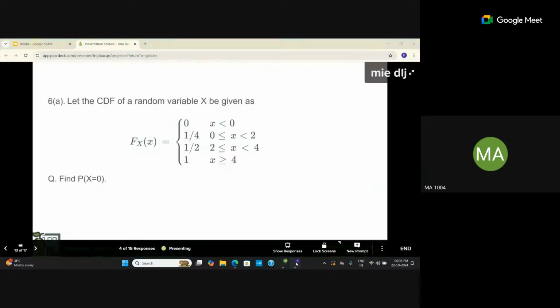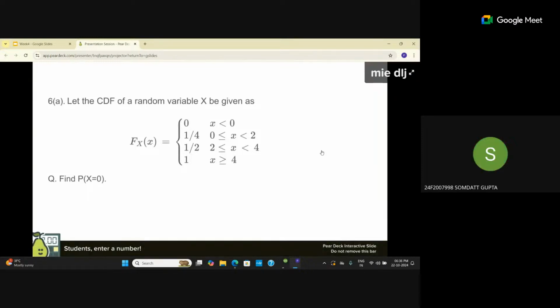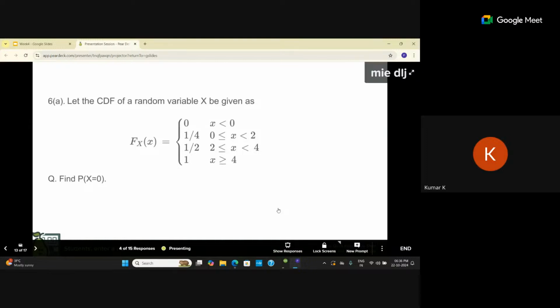Is it done? Yes, ma'am. What's the answer? 1 by 4. Okay. So everyone know how the answer is 1 by 4? Madam, just want to confirm that the probability at x equal to 1 will be 0, right? So see, apart from 0, 2 and 4, everywhere else it will be 0, yeah.